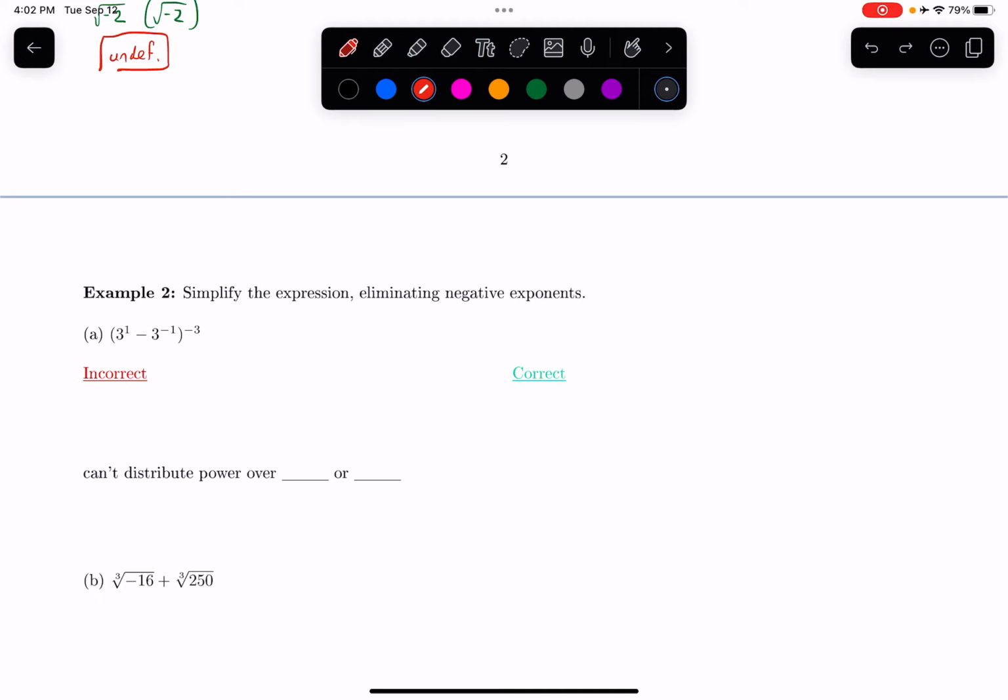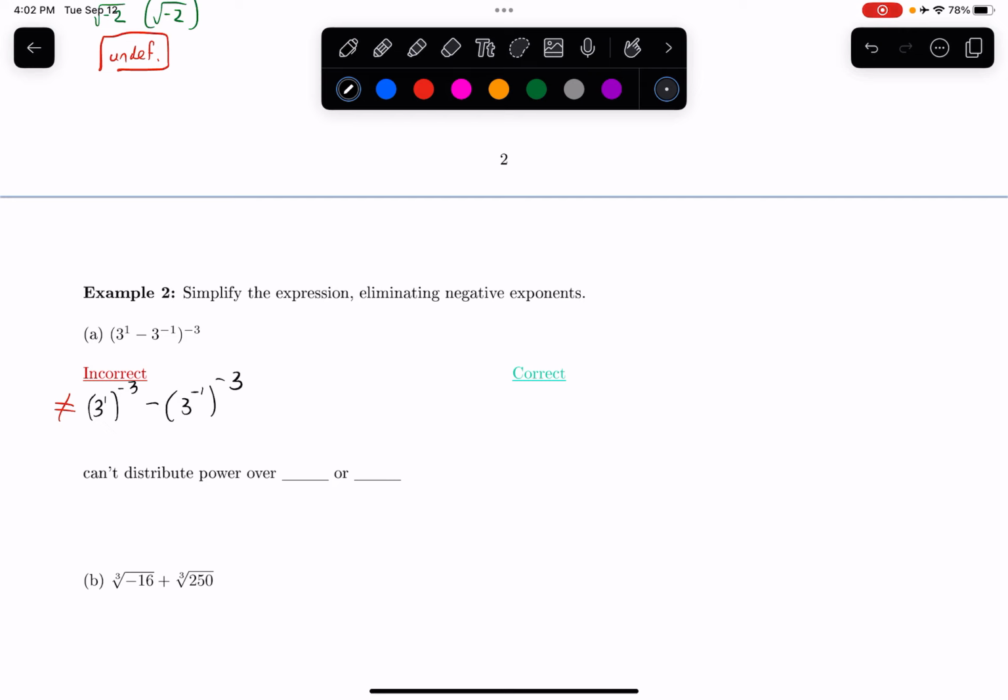All right, the next one: let's simplify the expression, eliminating any negative exponents. I've got 3 to the 1 minus 3 to the negative 1, and the whole thing to the negative 3 power. I first want to do this the incorrect way. I'm going to put a not equals sign here because it's not going to be right. I'm going to distribute this power to each of these terms. I'll get 3 to the 1, that whole thing to the negative 3 power, minus 3 to the negative 1, and that to the negative 3 power.